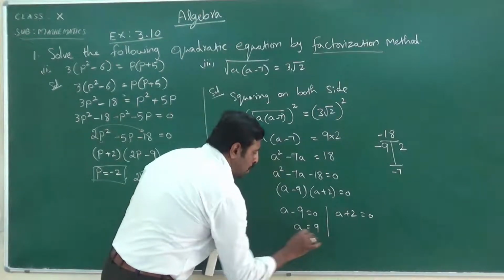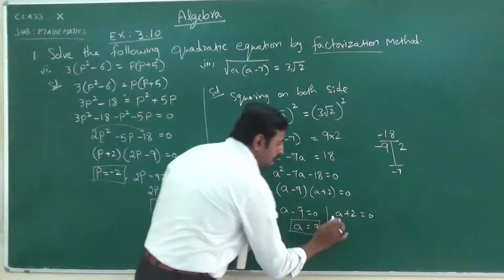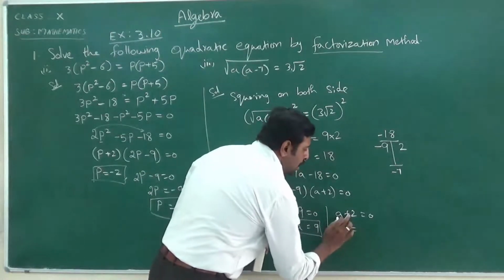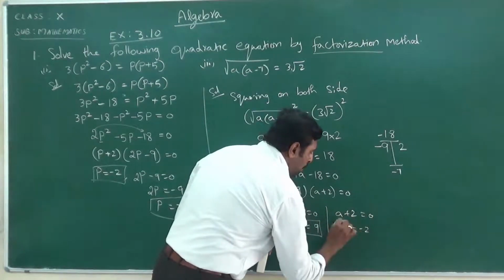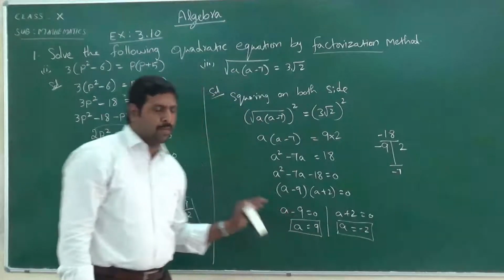Here a is equal to 9. I take this minus 9 to the other side, we get plus 9, and here also a is equal to, I take this plus 2 to the other side, we get minus 2. These are the roots of the given equation.